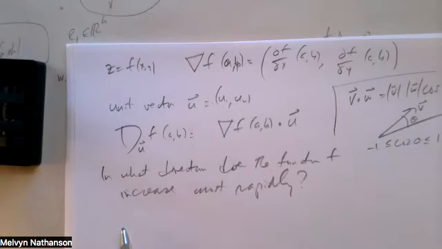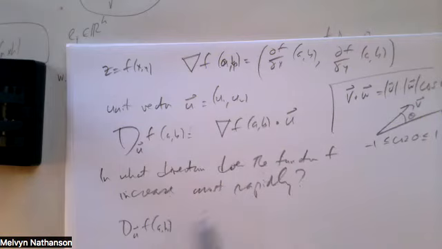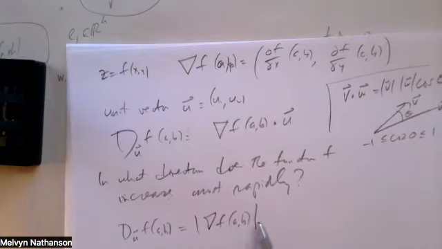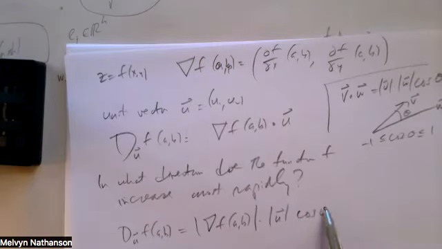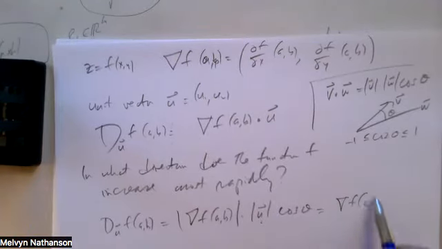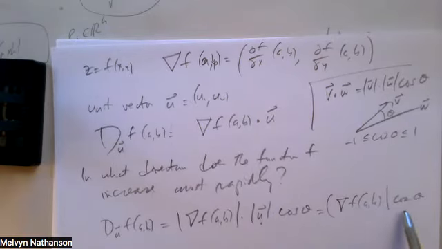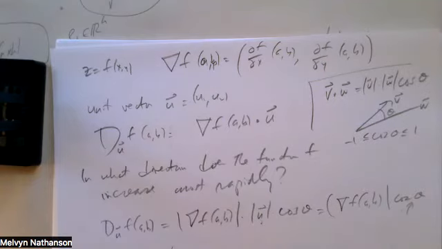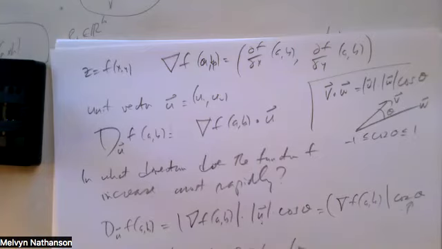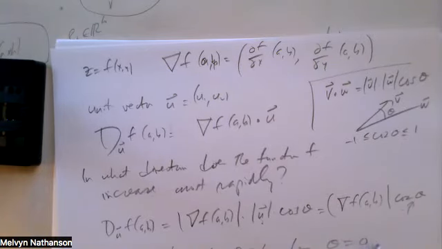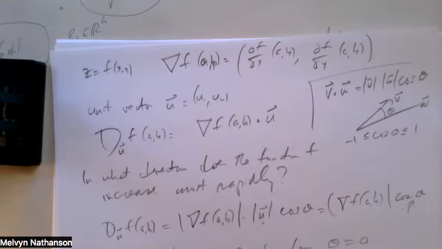Well, the directional derivative is given by this formula, which means it's the length of the gradient at a, b times the length of the vector u times the cosine of the angle between them. But u is a unit vector, so its length is 1. So this is the length of the gradient of f at a, b times the cosine of theta. This is maximum when cosine theta equals 1, which means when theta is equal to 0. When theta is equal to 0, that means u is a vector parallel to, or points in the direction of, the gradient.